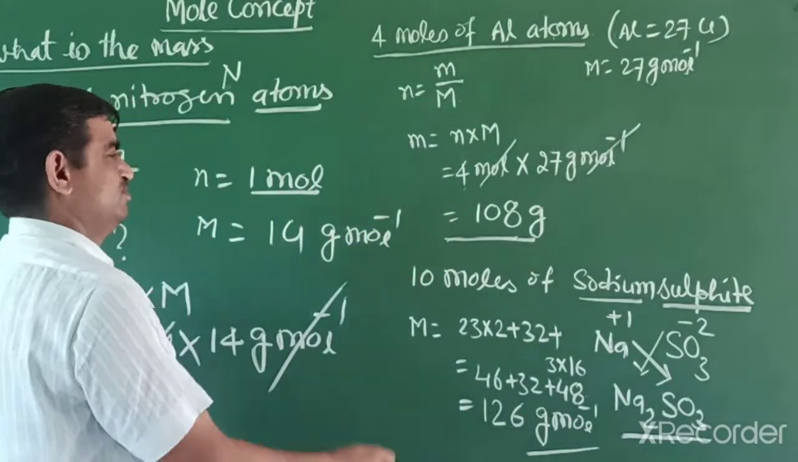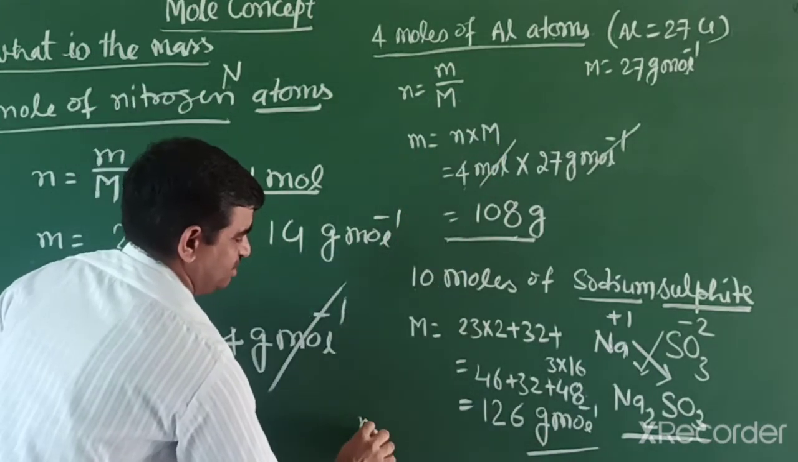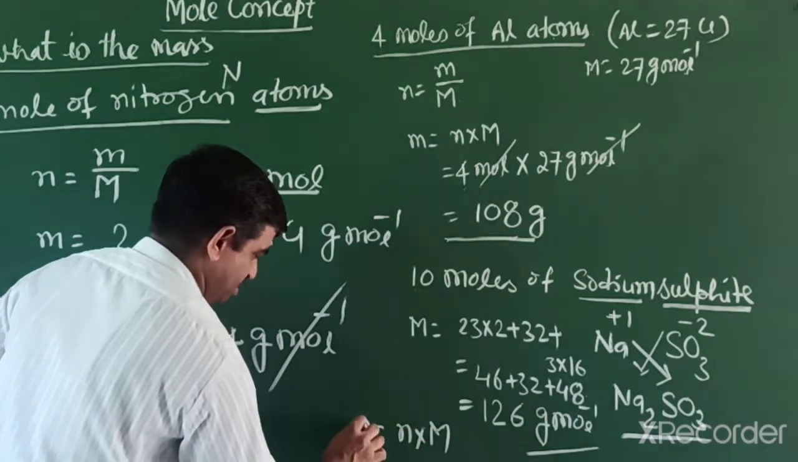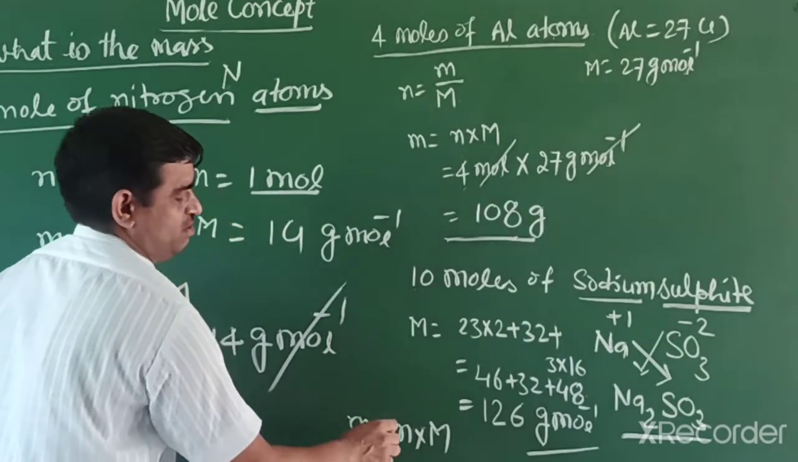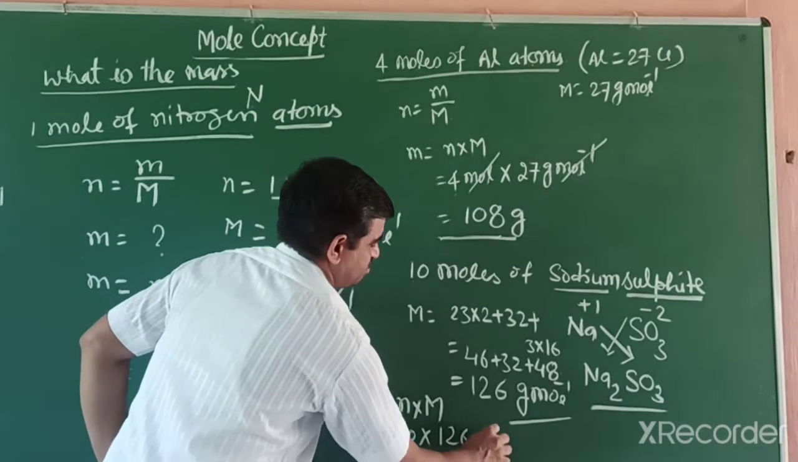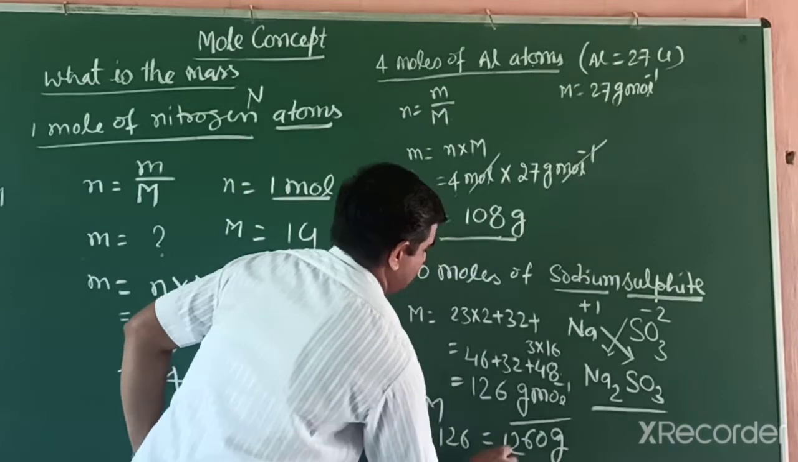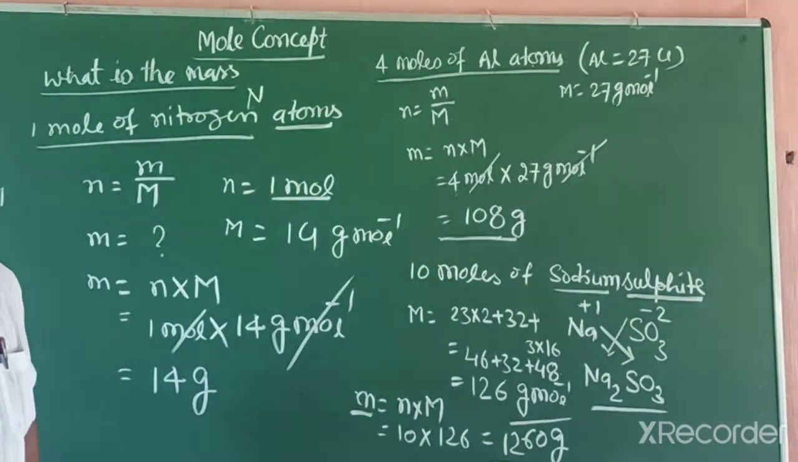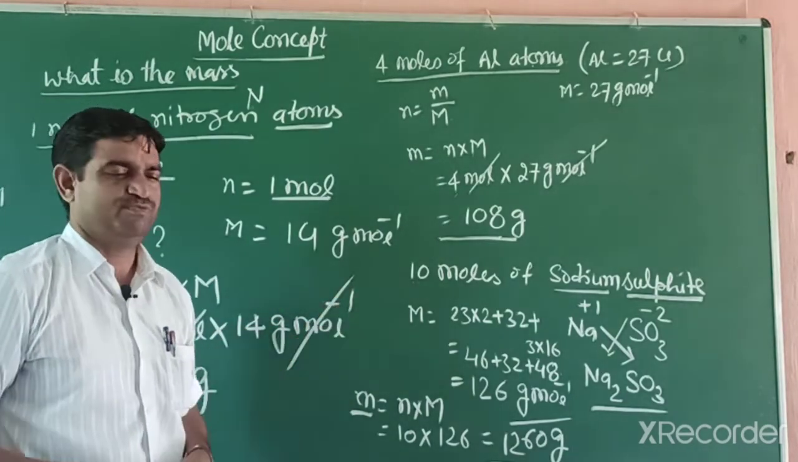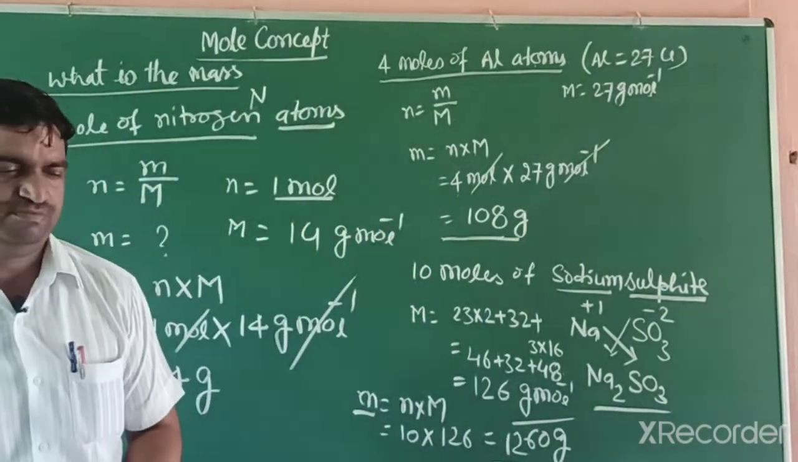So for 10 mole, how can you find mass? Mole is n, small m is equal to n into capital M. We want the mass, so small m is equal to n into molar mass. Given 10 into 126, it means 1260 gram. So students, in this way you can find mass, mole, and number of atoms also. Another numerical, now we solve.